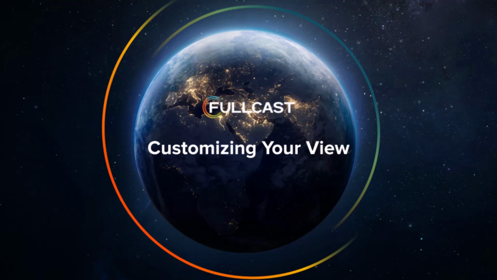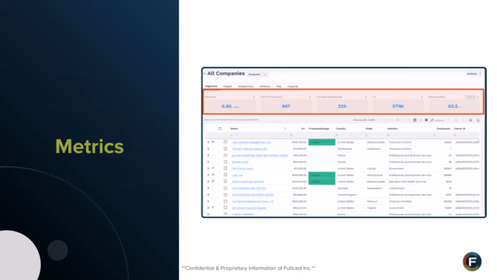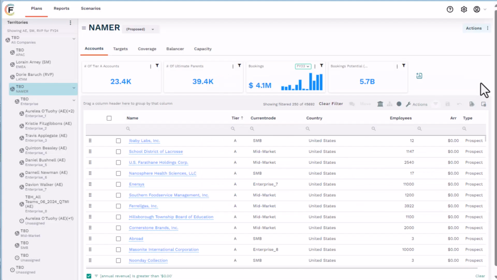In this video, I'm going to show you how to customize your Fullcast view. The three components of saved views are metrics, data columns and filters, and role details. The first thing you need to do when customizing your view is to select the metrics that matter most. To do this, you will add metrics to the summary panel by clicking the plus chart button.